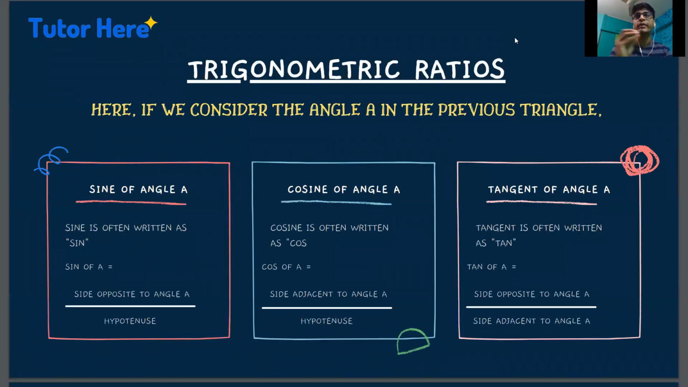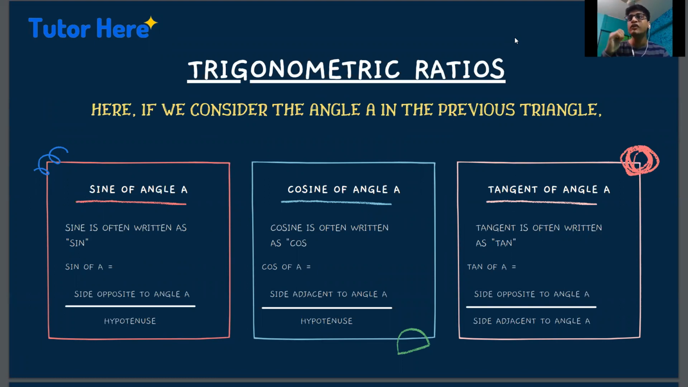So what is trigonometric ratios? Here, if we consider angle A in the previous triangle, we can find out 6 trigonometric ratios. First one is sine of angle A. Sine is often written as SIN. Sine of A is equal to side opposite to angle A divided by hypotenuse. Second is cosine of angle A. Cosine is often written as cos. Cos of angle A is equal to side adjacent to angle A divided by hypotenuse.